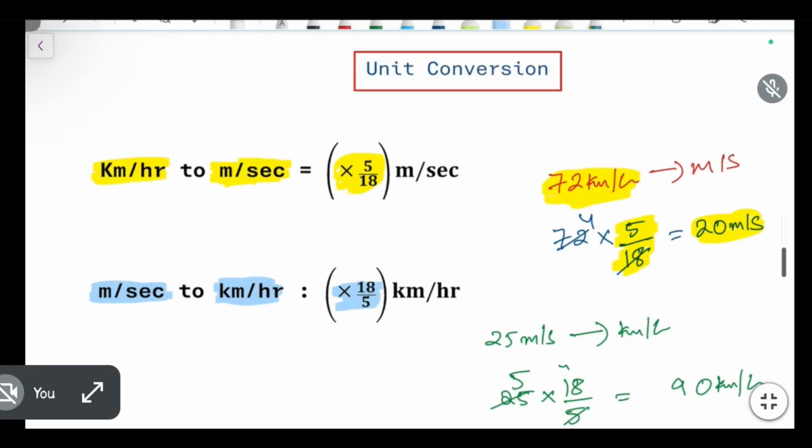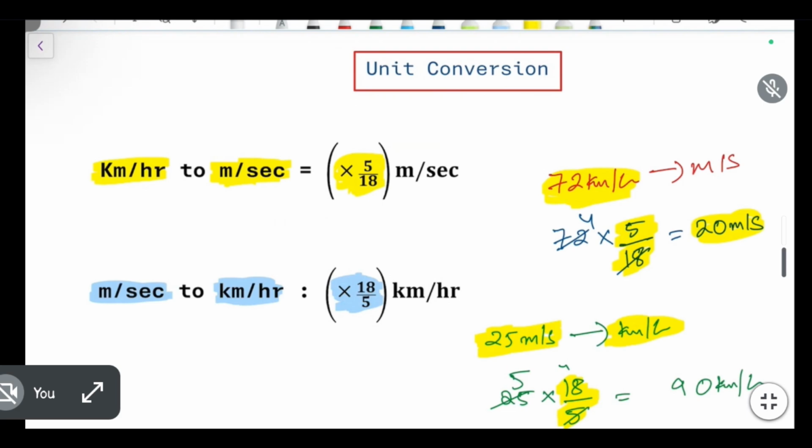If you're converting from kilometer per hour to meter per second, then in that case 5 by 18. And if you're converting from meter per second to kilometer per hour, the reciprocal of that, which means 18 by 5. So in this case we have 25 meter per second, and we want to convert it to kilometer per hour. In that case, we just need to multiply by 18 by 5.